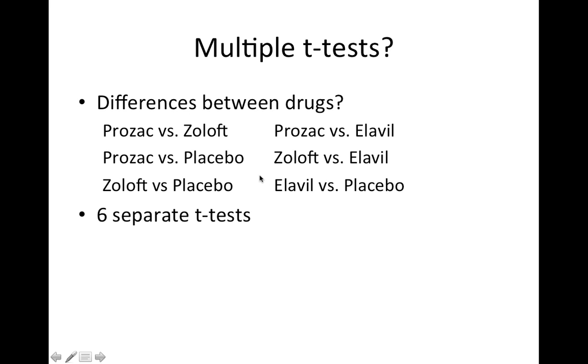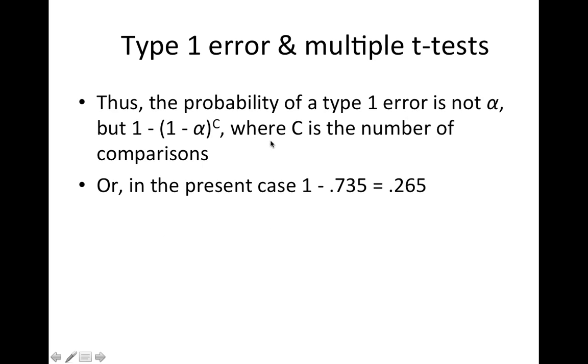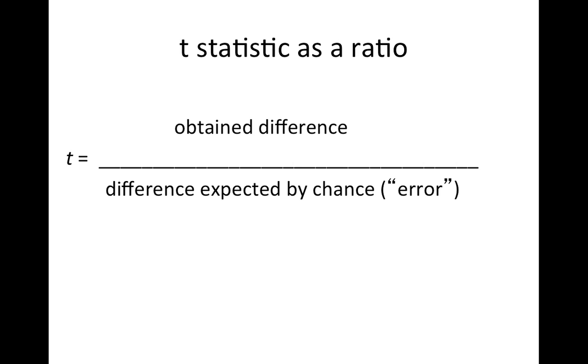That's why this problem is exacerbated. It's compounded across multiple comparisons. So we cannot do multiple t-tests without doing something else. It just elevates our type 1 error. So let's go back and look at a t-test, a t-statistic.